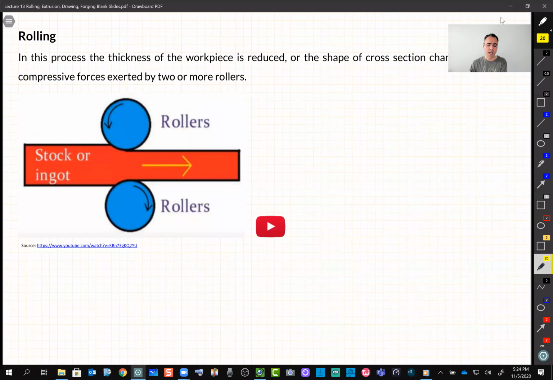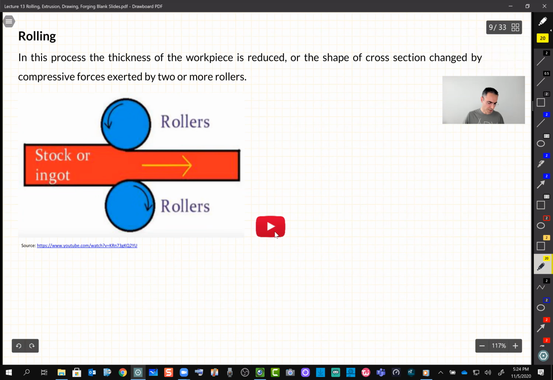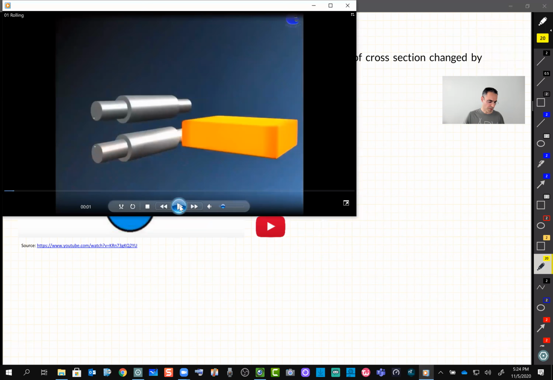Let's start with rolling. The definition of rolling is very simple. We have two rolls, and as you can see in this image, we squeeze a slab of metal between these two rollers, and we reduce the thickness. That's the process, nothing complicated about it. I put a video link here, which you can watch for the details, but here is just a portion of that video.